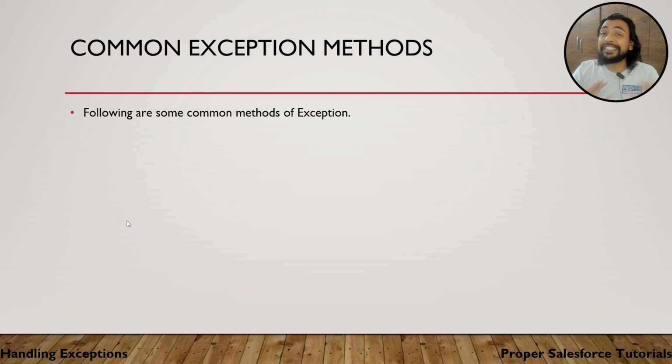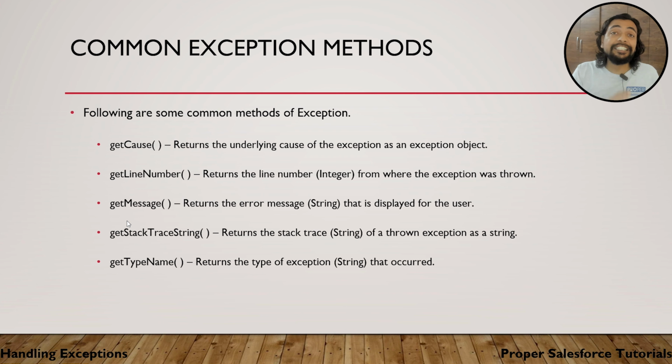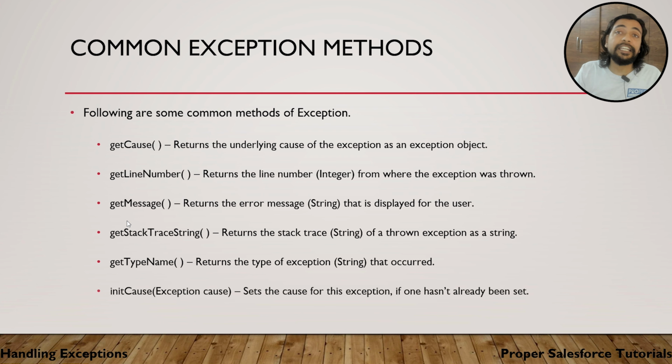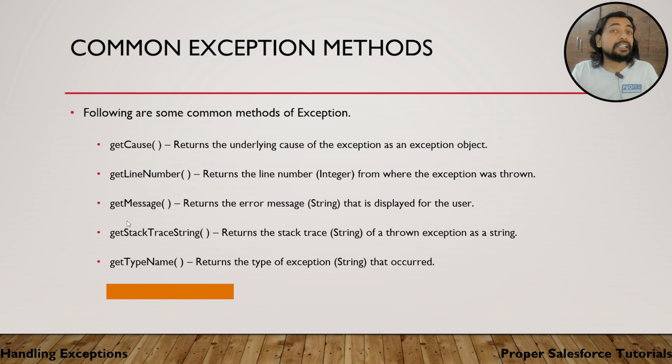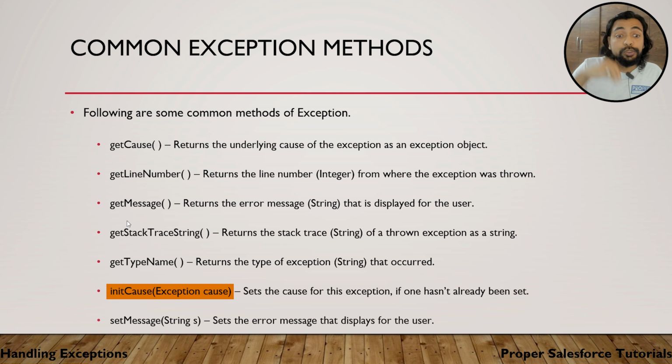So all these methods were get methods, and these methods are basically used to get information about the exception. Init cause and set message are the two methods which are used to set the value in the exception. They are useful specifically in the case of custom exceptions. Till now we haven't covered custom exceptions yet, but in the coming videos we will talk about them. There you will understand the use of init cause and set message.